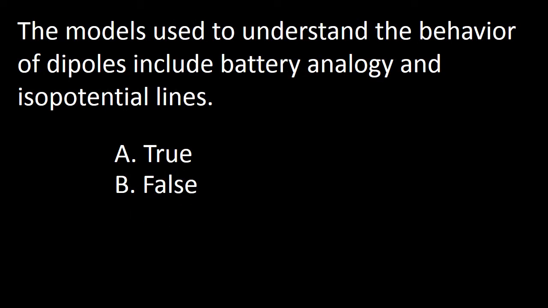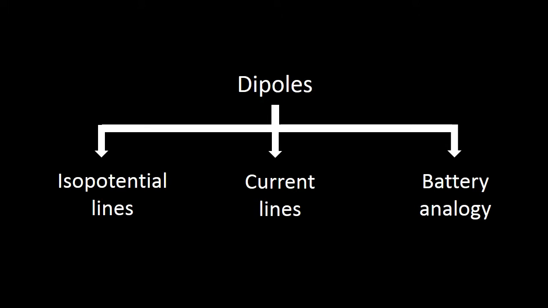Next question. The models used to understand the behavior of dipoles include the battery analogy and the isopotential lines. A true, B false. The behavior of dipoles can be approximated by using the model of isopotential lines and by using the battery analogy model.